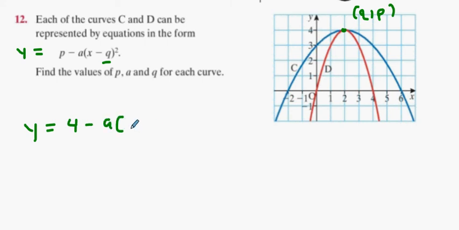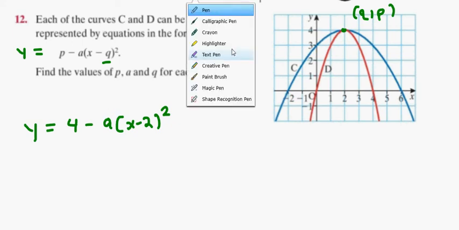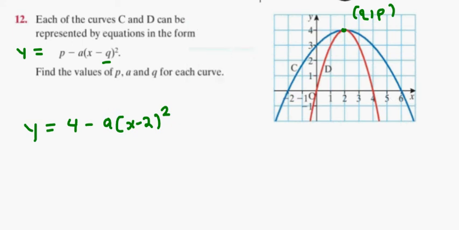There's still a problem though. Can anybody tell me what the problem is? We don't know what a is. So my suggestion would be to test a point. Pick a point on the blue curve. What point do you want to test on the blue curve? Something easy. 6, 0 is an amazingly easy one. Let's test out 6, 0. So what do I put in for y? What do I put in for x?